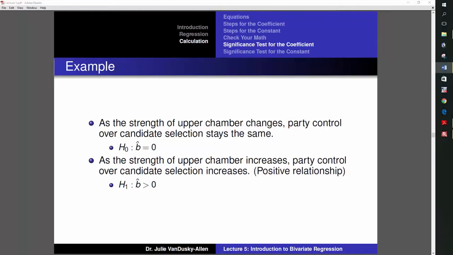So recall our original hypothesis. As the strength of an upper chamber increases, the more control parties have over legislative candidate selection. And so we ran a regression on strength of upper chamber and party control over candidate selection. So the null hypothesis for our regression should be, as the strength of upper chamber changes, party control over candidate selection stays the same, or H0 colon b hat equals 0. And since we expect a positive relationship between strength of upper chamber and party control over candidate selection, our alternative hypothesis should be, as the strength of upper chamber increases, party control over candidate selection increases, or H1 colon b hat is greater than 0.